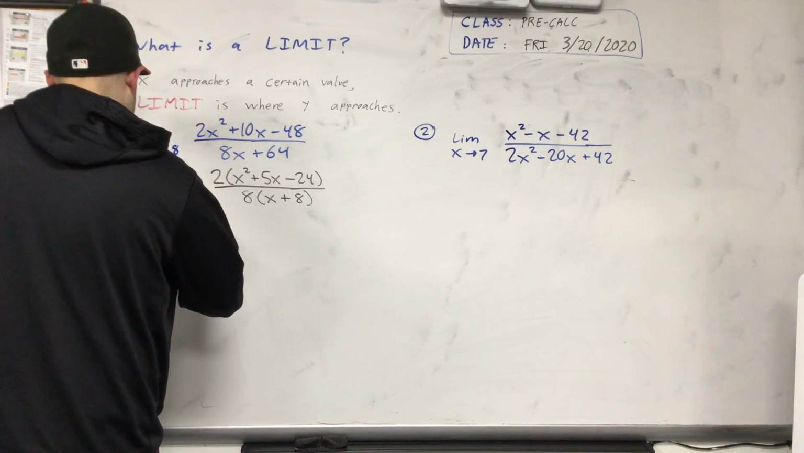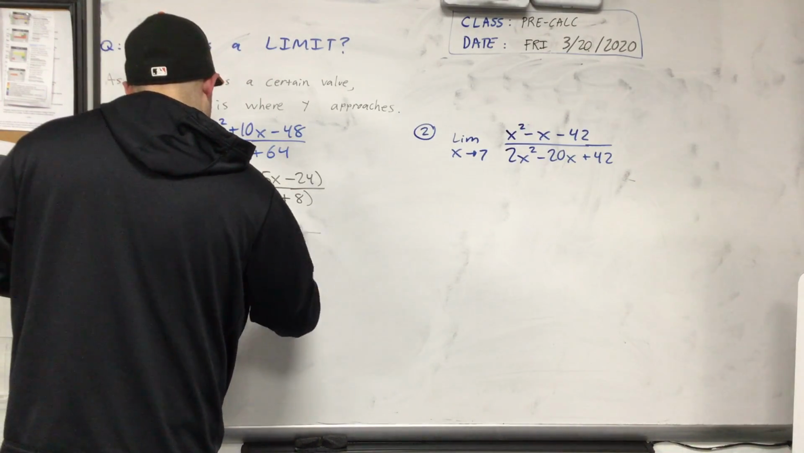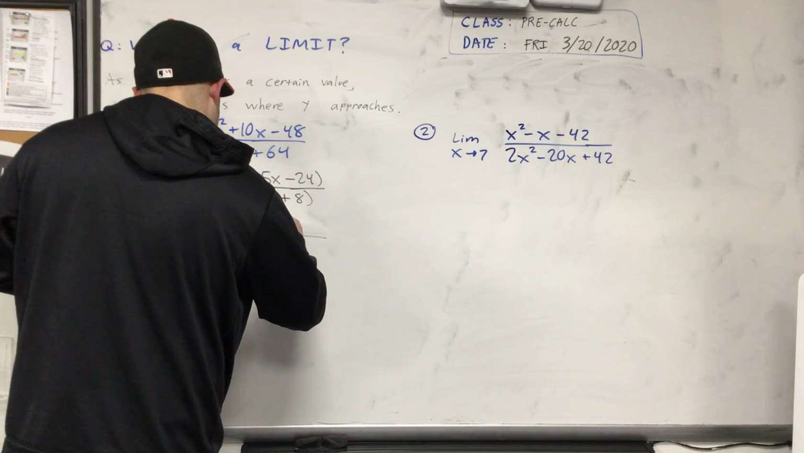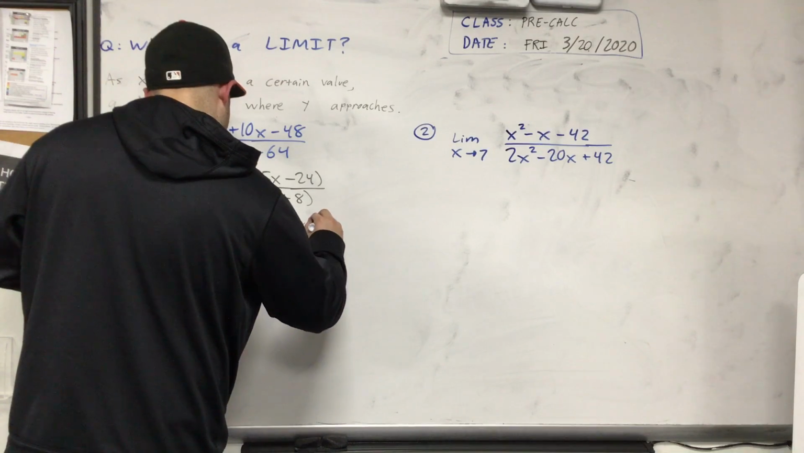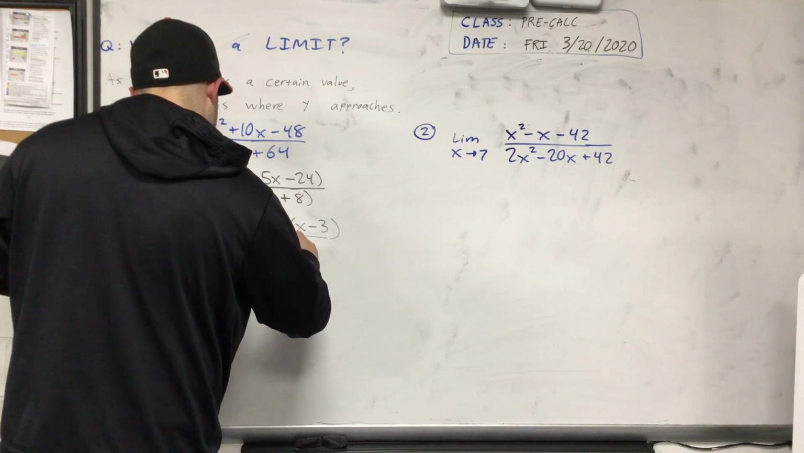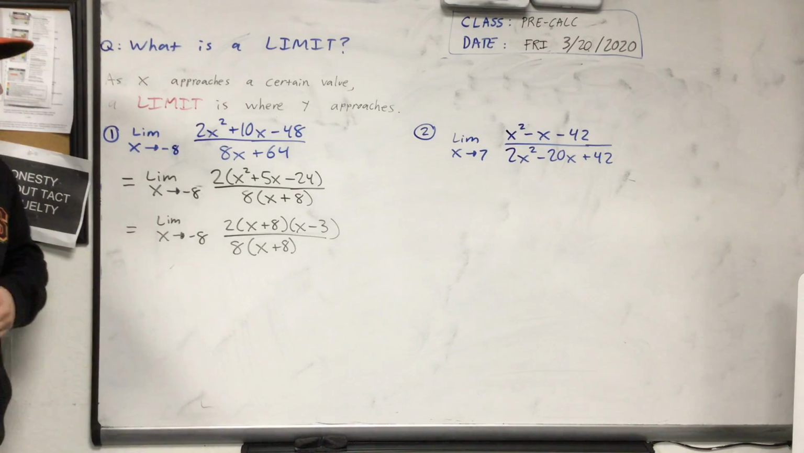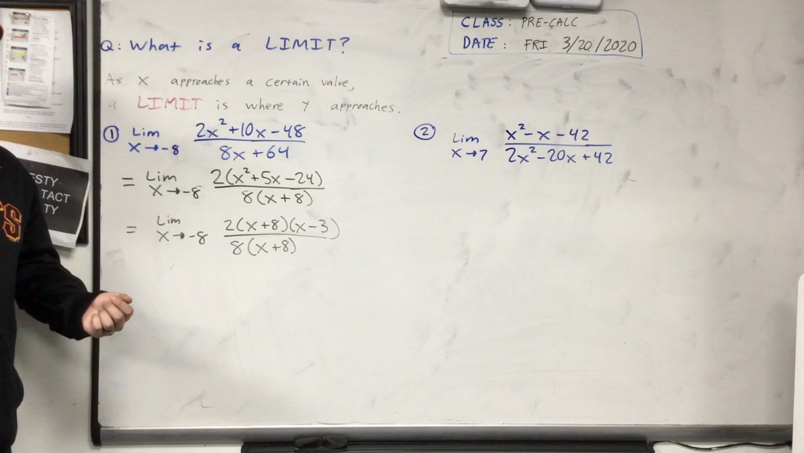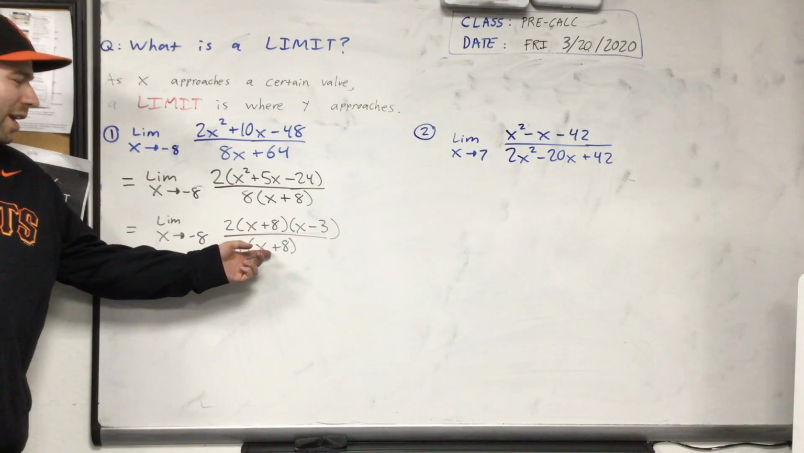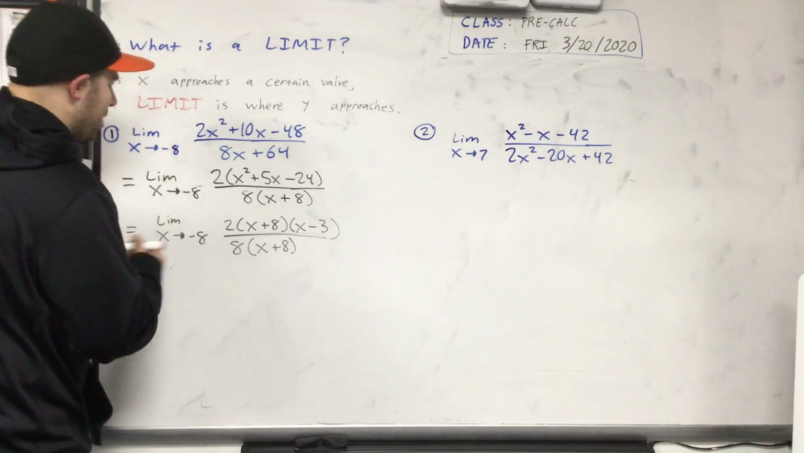So we've got the limit as x approaches -8 of 2 times x plus 8, x minus 3, all that over 8 times x plus 8. And there's nothing to factor on the bottom. So if I plug in x equals -8, do I have a problem? Yes. If I plug in x equals -8, that'd be -8 plus 8 over -8 plus 8. I've got a 0 over 0. Therefore, there's a hole in the graph at this particular value of x.